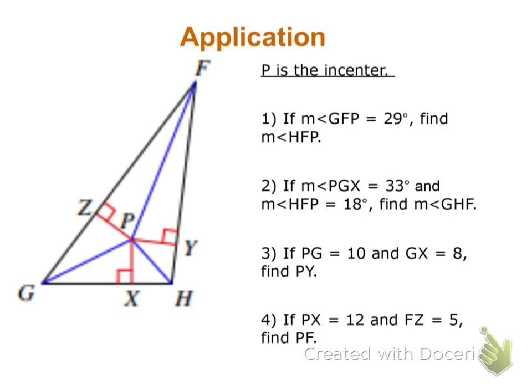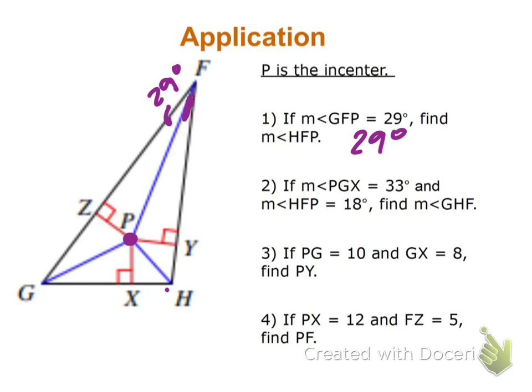All right, last slide. P is the in-center. If the measure of GFP is 29, so that's this little angle up here is 29, find HFP. So HFP, that's this other little side of that angle, so that's also going to be 29.